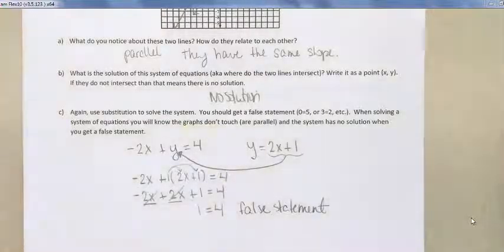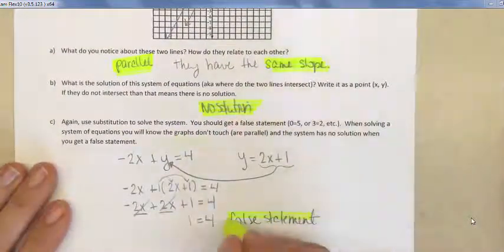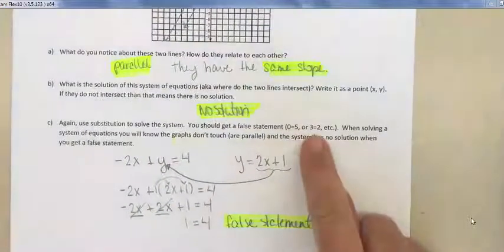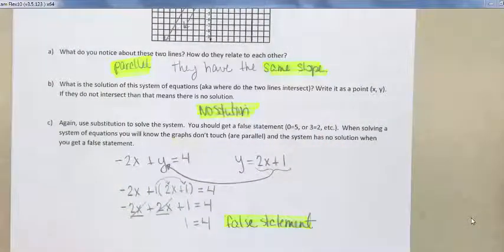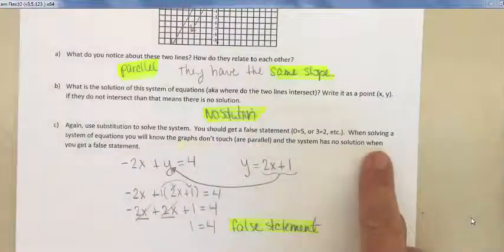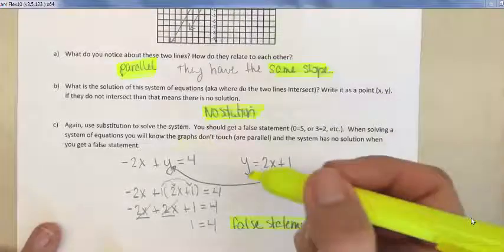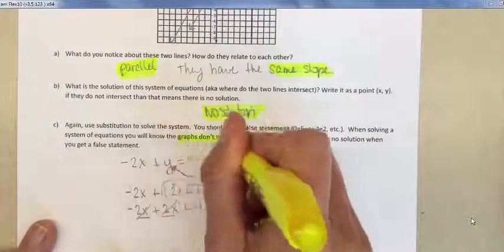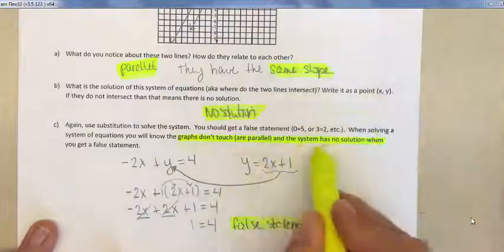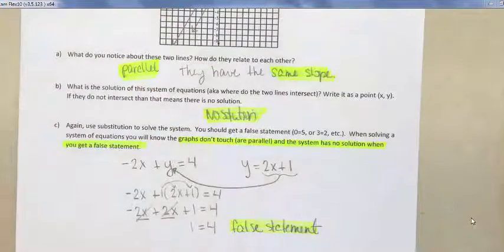All right, so on this page, I'm going to highlight some of the important stuff so it kind of pops out at you. So, parallel lines: same slope, no solution, and if you solve it algebraically, you're going to get a false statement, like 1 equals 4, or 3 equals 2, or 0 equals 5. Okay? So when solving a system of equations, you will know the graphs don't touch or are parallel, and the system has no solution when you get a false statement. So that's important. That's basically what all of this says. Graphs don't touch, so they're parallel, and the system has no solution when you get a false statement. So all that stuff basically means the same stuff. Okay, this is all about parallel lines. All right, moving on.